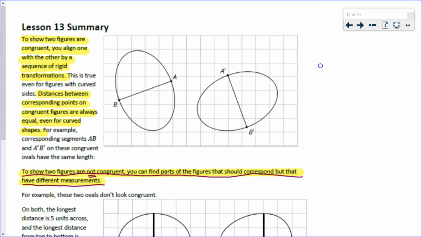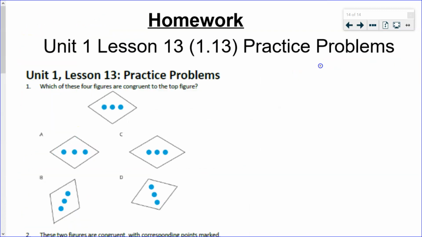Okay, your homework. Lesson 13, practice problems. Get those done. That's it for today. We'll see you next time.